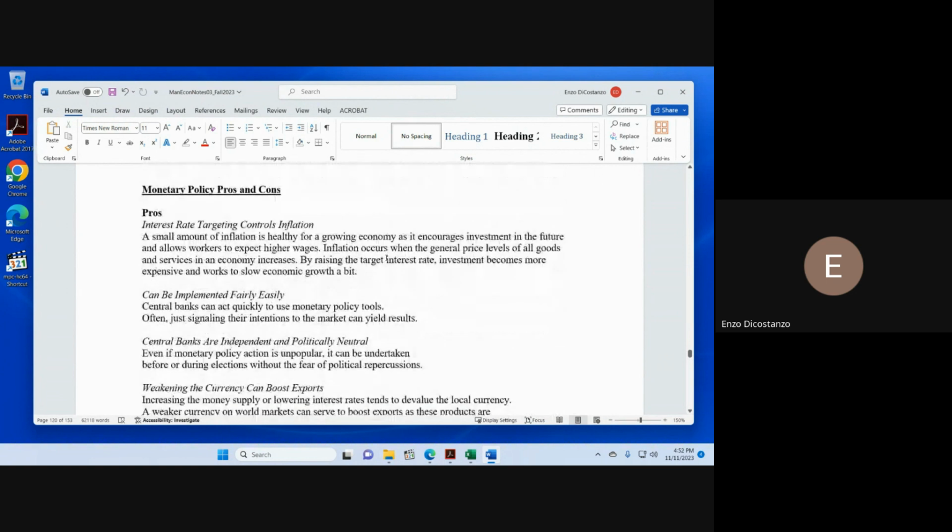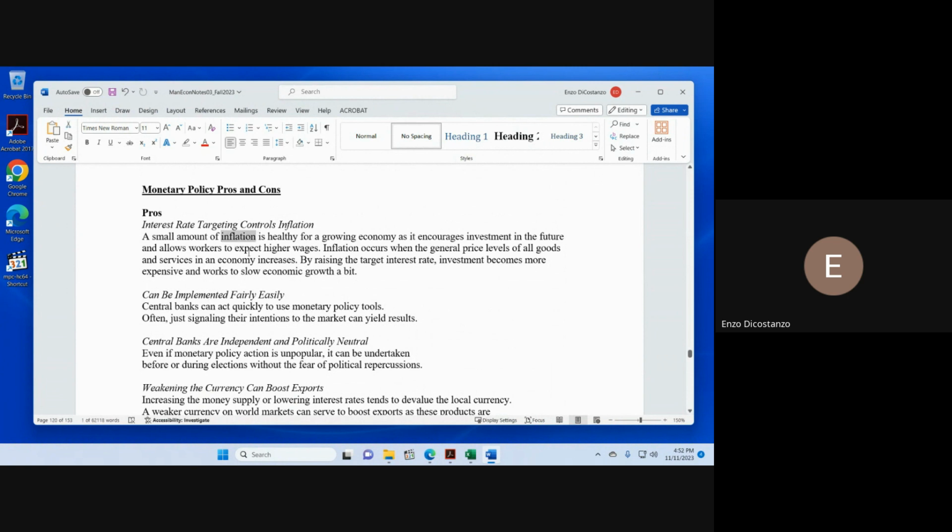Now, in terms of the good and the bad of the whole monetary policy idea, a small amount of inflation is healthy. We always like 2%. Over time, we've developed that that's a good number. It encourages investments in the future and allows workers to expect higher wages. Inflation occurs when the general price level of all goods and services in an economy increases. By raising the target interest rate, investment becomes more expensive and works to slow economic growth a bit. Okay, so interest rates target and control inflation.